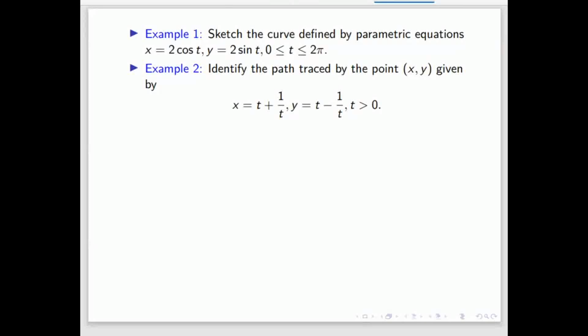Hyperbola. So what is the equation of that hyperbola? x square minus y square is equal to 4. x square minus y square is equal to 4. So it will represent a hyperbola. So I think something like this.